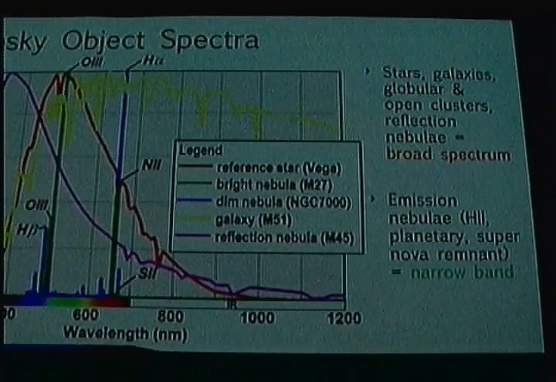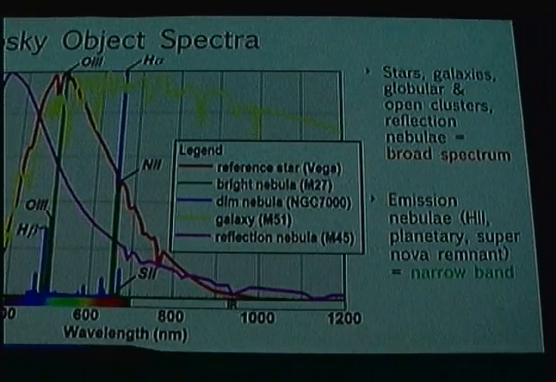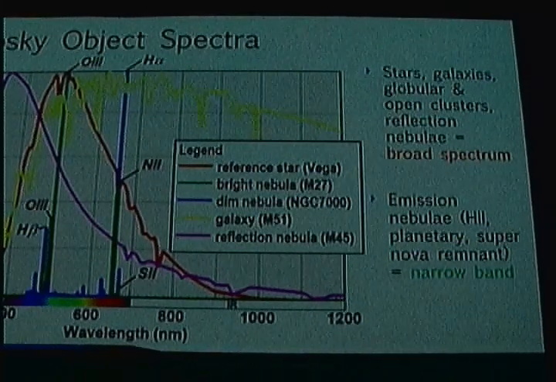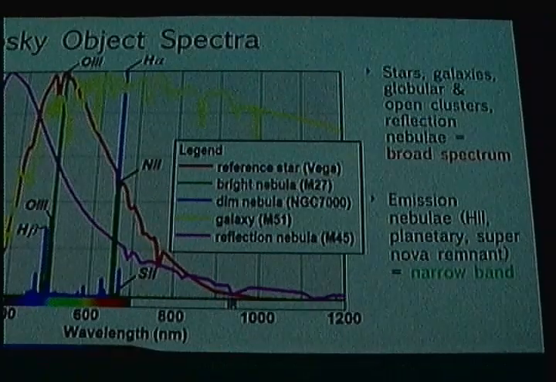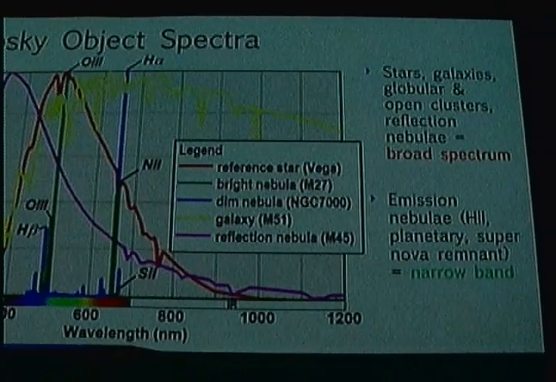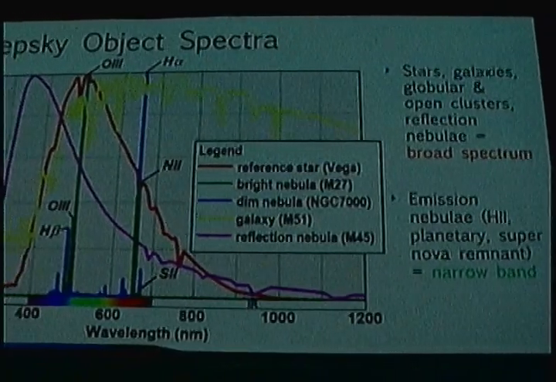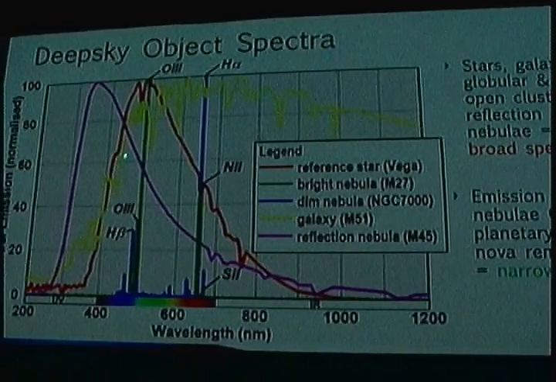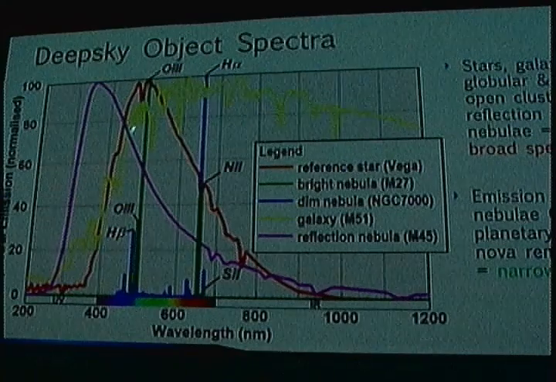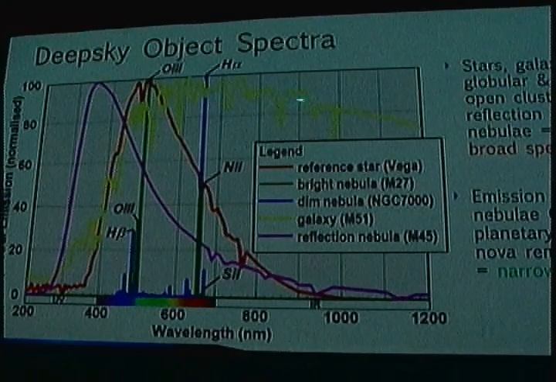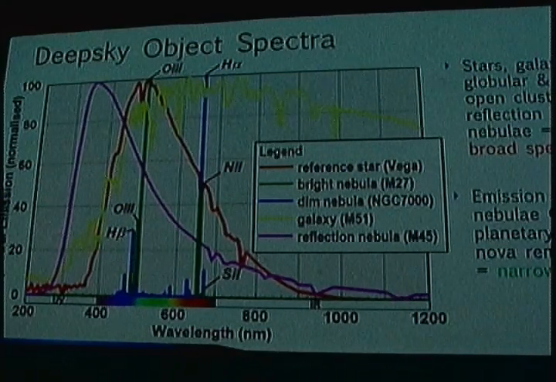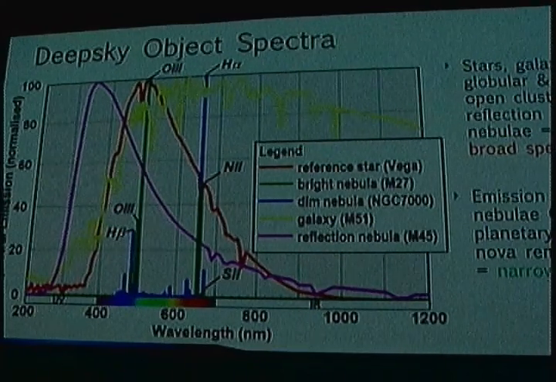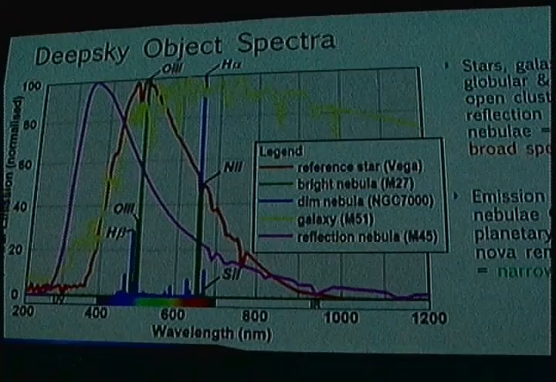And I've given some examples of each of those here. So you can see the reference star here, Vega. This is M45, the reflection nebula that's around the Pleiades that you can't really see with the naked eye. And then this hump here is a typical emission spectrum from a galaxy, in this case M51. So they're all broadband. There's light being given off over the whole visible spectrum.